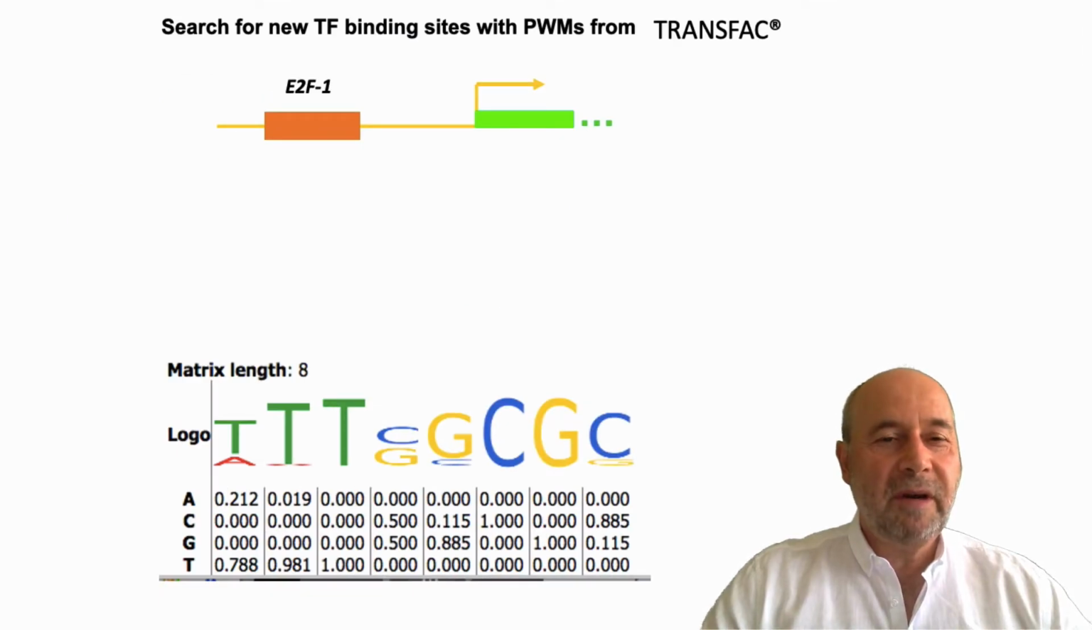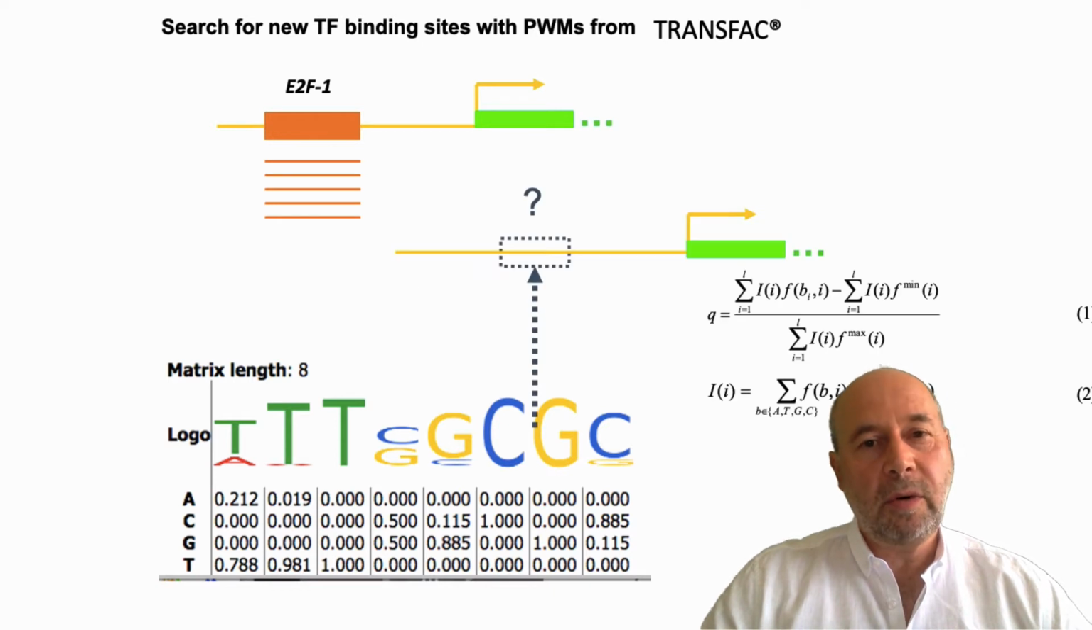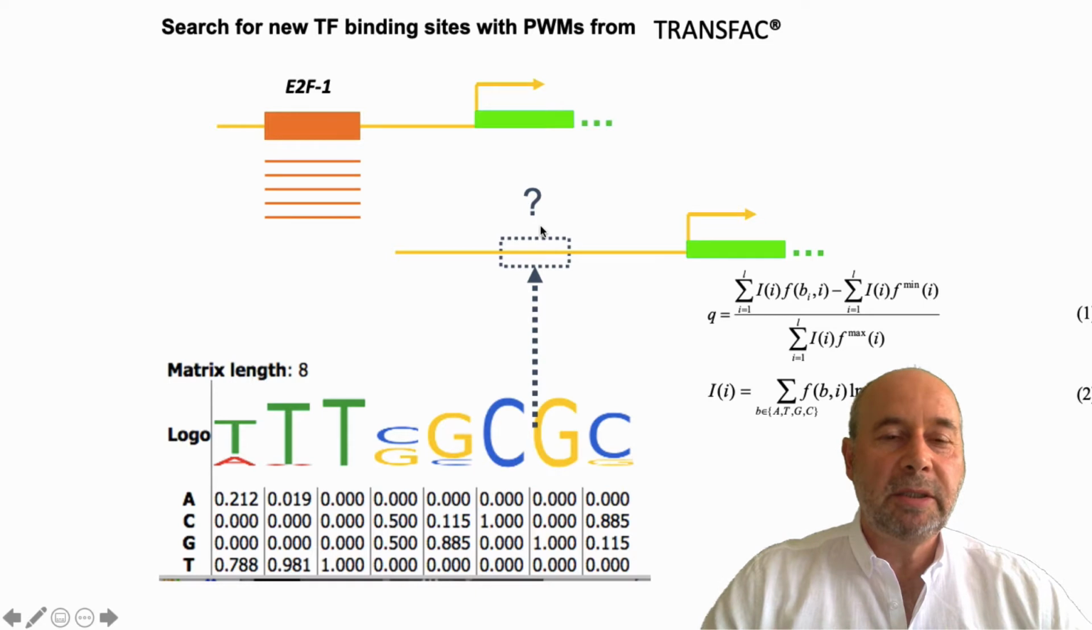As you know, in TRANSFAC we have positional weight matrices, which you can see here, also represented by a logo. This matrix is built by collecting known sites for a given transcription factor and then counting the nucleotides in the given positions. Then, using this position weight matrix, we calculate a score, which is used to predict new potential binding sites in any regulatory regions of a gene.